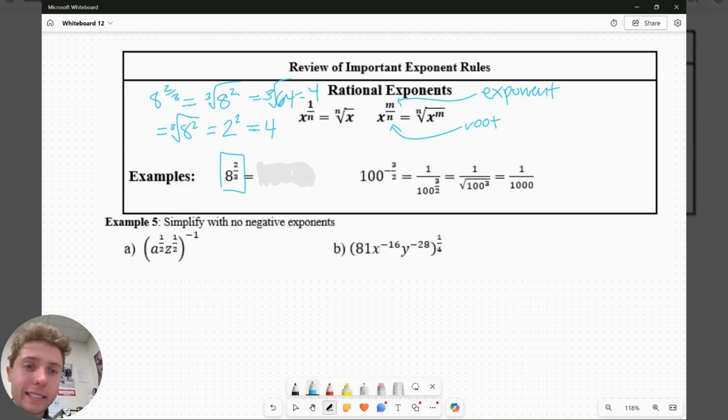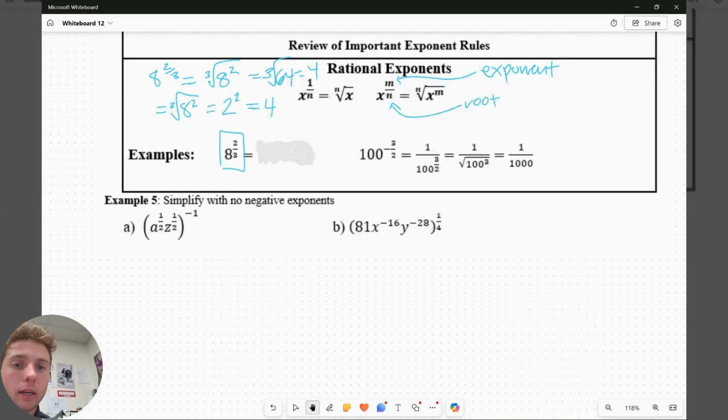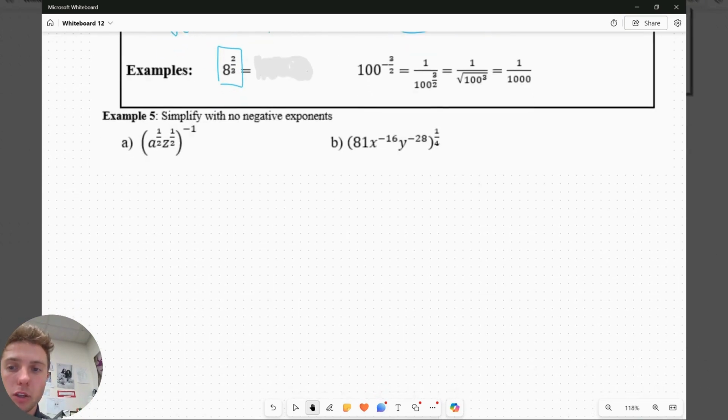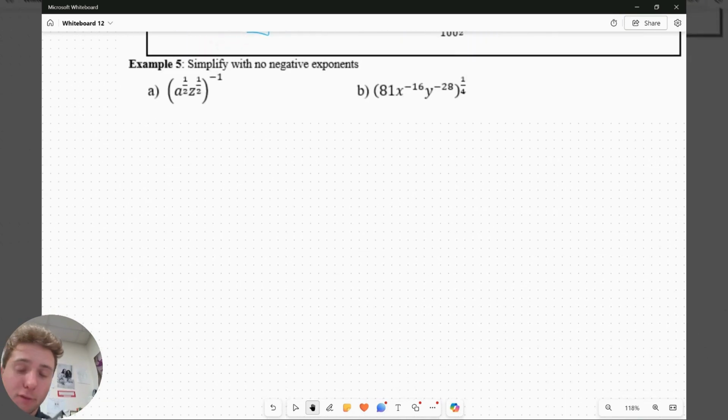Okay, that's the idea of fractional exponents. That's called a rational exponent. The top is the exponent, the bottom is the root. Let's look at simplifying these so there is no negative exponents. This is weird, but let's do it. There's a bunch of rules. Apply one of them that we see.